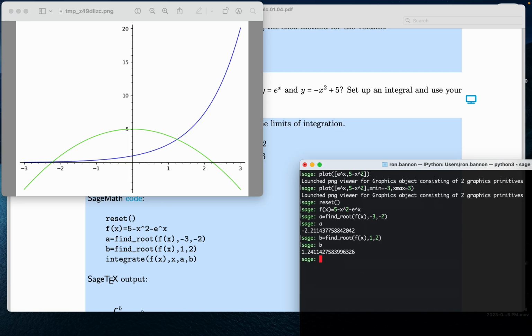What I'm going to do now is integrate. I'm a pretty slow typist, aren't I? I am going to integrate f of x with respect to x, and I'm going to go from a to b. Let's see what happens. And what do I get? I get a number there. I get 9.67, blah, blah, blah.